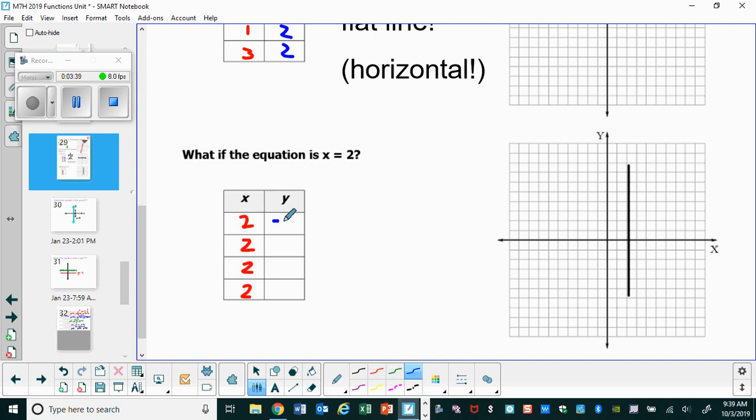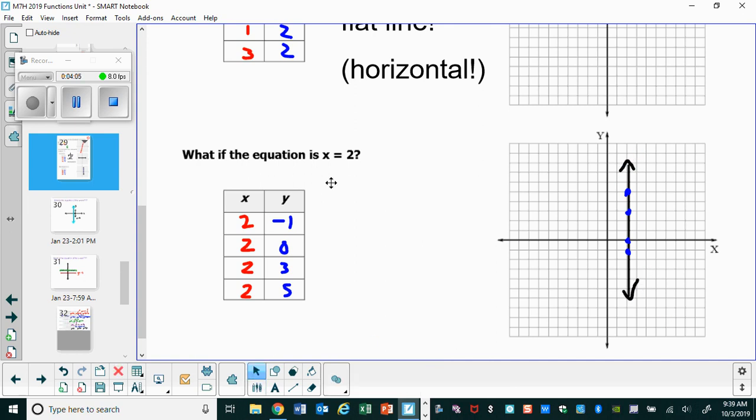I could go over 2, then down 1. I could go over 2, then stay at 0. I could go over 2 and go up 3. I could go over 2 and go up 5. And what you're going to see now when I plot these, if I go over 2, down 1, here I am, over 2, 0, over 2, up 3, over 2, up 5, all of these points are up and down, and when we connect, we're going to get a vertical line.